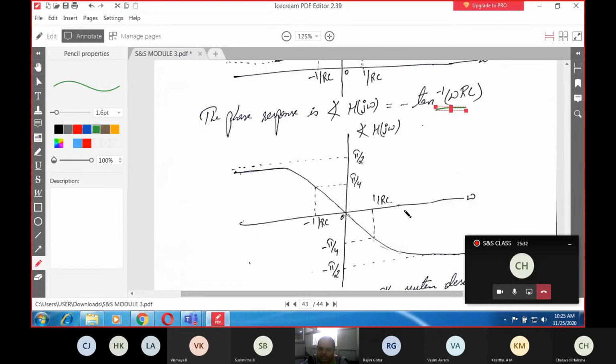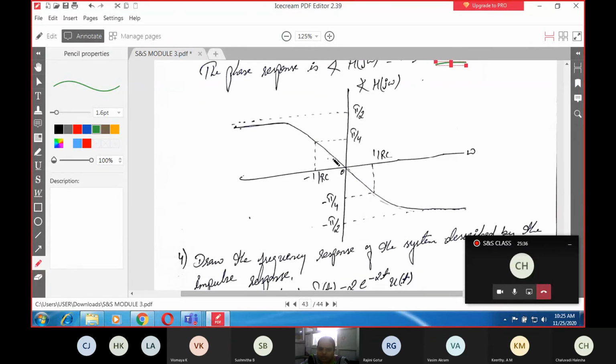Then the phase angle is going to be: at 0 you will not get any angle, at minus 1 by RC you will get pi by 4, and on this side at 1 by RC you will get minus pi by 4.